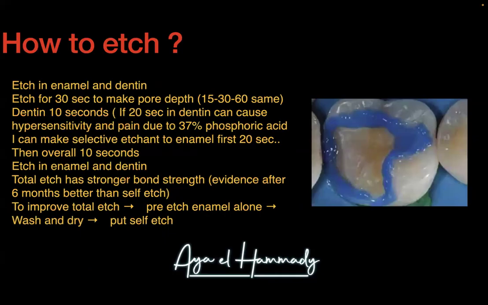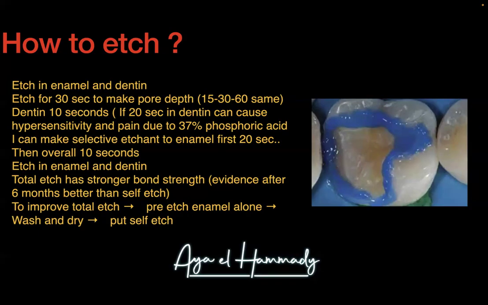How to etch? Tell me, Rahim, how you are going to do the bonding steps? First, I will isolate, then I will do the scaling and polishing, then I will remove the smear layer with the cotton, then I will do the etching for 20 to 30 seconds with 37% phosphoric acid. 37, yes, excellent.